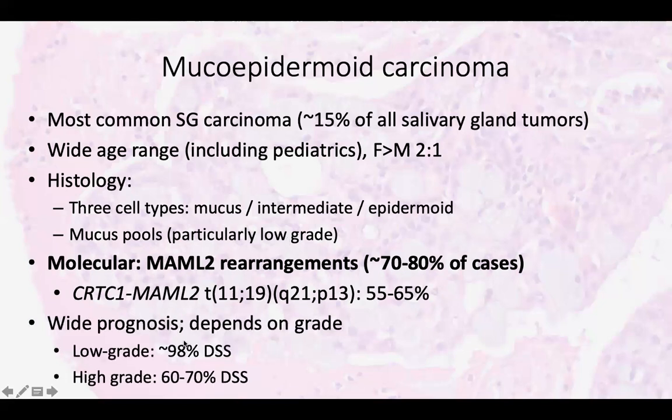There's a really wide prognosis, and it sort of depends on the grade of these lesions. So this is one lesion that has a variable grade, so we have to grade it ourselves. And depending on the grade, it can have really different rates of survival. So low grade, really good survival, 98% disease-specific survival, whereas for high grade, there's significantly worse prognosis.